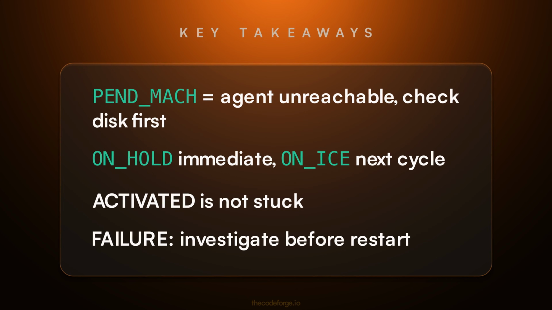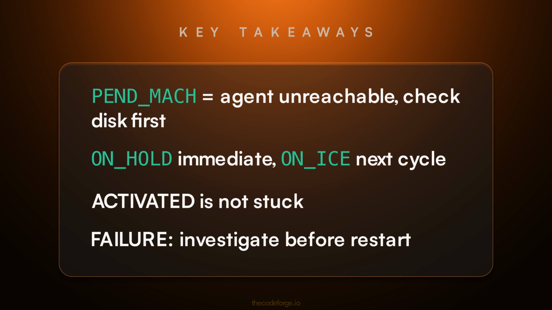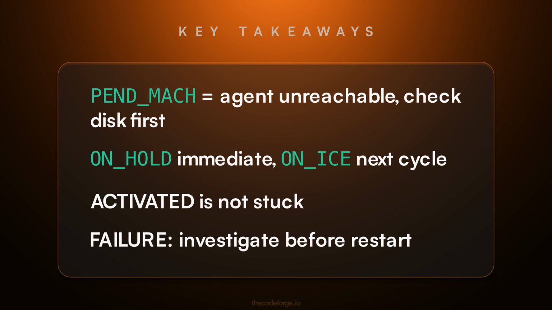Let's recap the key takeaways. PEND_MACH means the agent is unreachable. Always check disk space first. ON HOLD releases immediately, ON ICE waits for the next cycle. Activated is not a stuck state. For failure, always investigate before restarting. QUE_WAIT means machine overload, while PEND_MACH means agent down. Terminated means the job was killed, check term_run_time, or manual KILLJOB.